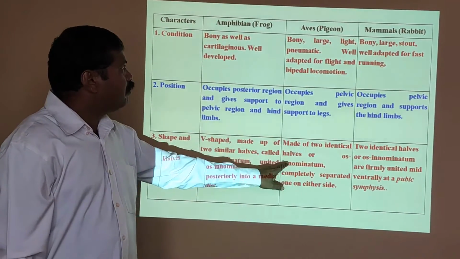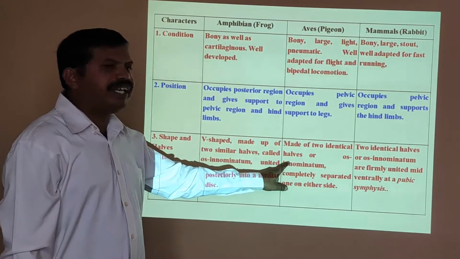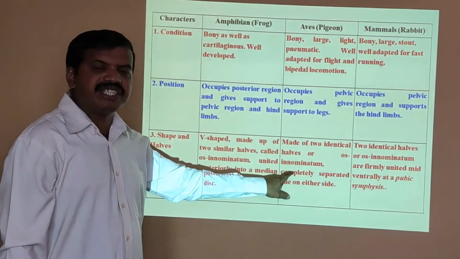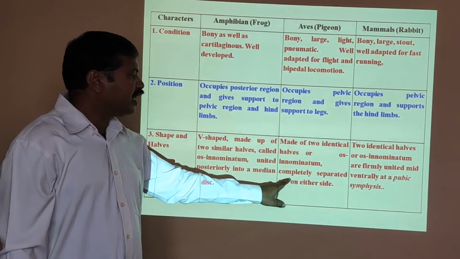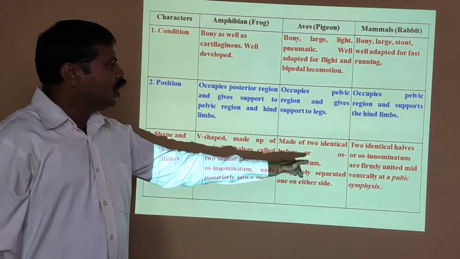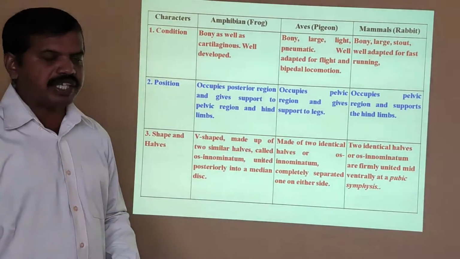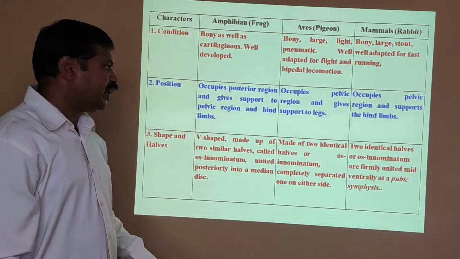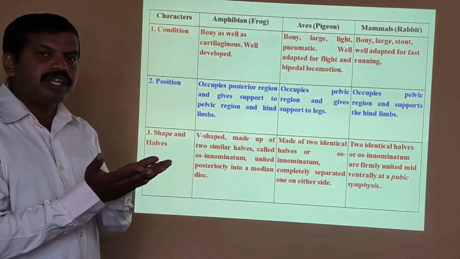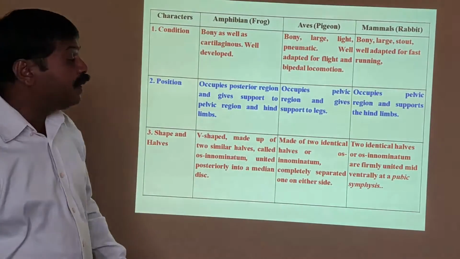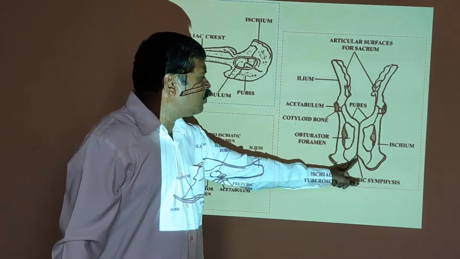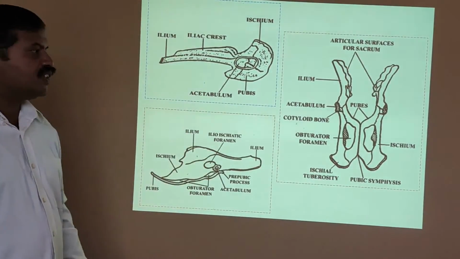In the case of the pigeon, it is made up of two identical halves, the same thing. Each half is scientifically designated as os innominatum, and they are completely separated, one on either side. In the same way, in the rabbit, there are two identical halves, scientifically designated as os innominatum. They are firmly united mid-ventrally to form the pubic symphysis. That can be seen here. So both the pubis are united mid-ventrally to form the structure called the pubic symphysis.